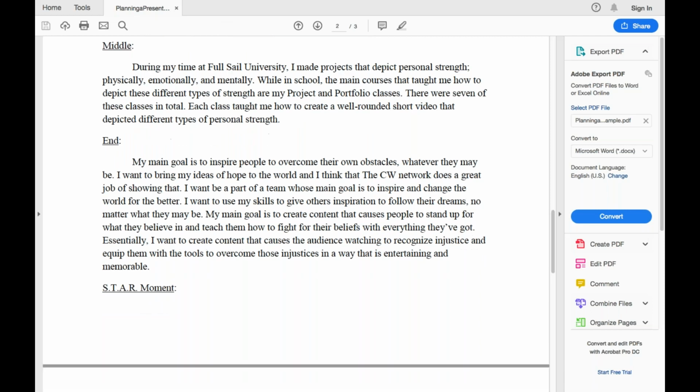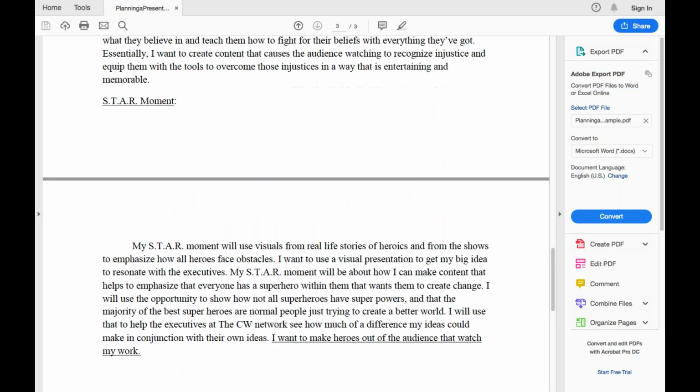All right. And they have listed a star moment. Now you can put the star moment at the end. I'm not saying you have to put it in the beginning, middle, or end.